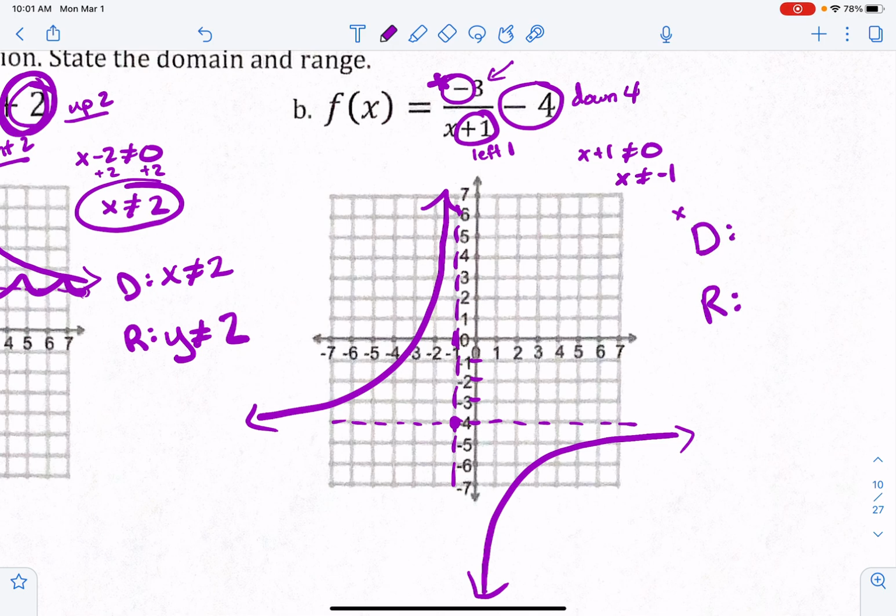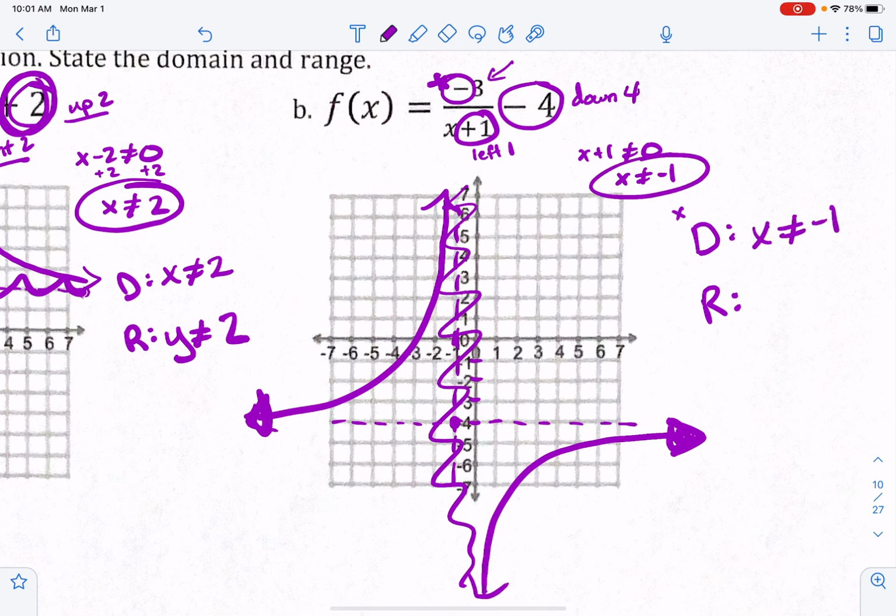The domain is the x's, so going to the right forever it will, going to the left forever it will, but it won't cross this place right here, which is at x equals -1, so x won't be equal to -1, like we solved for in the equation. And then the range, it's going to touch everything going up, everything going down, but it won't touch this line here, which is at -4, so y can't be -4, okay?